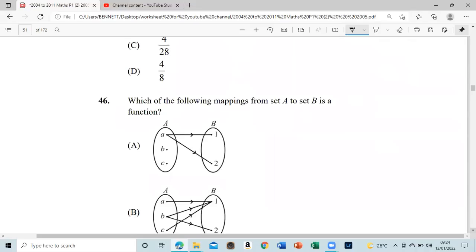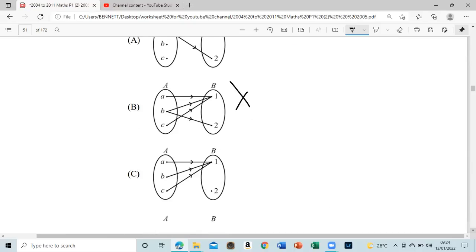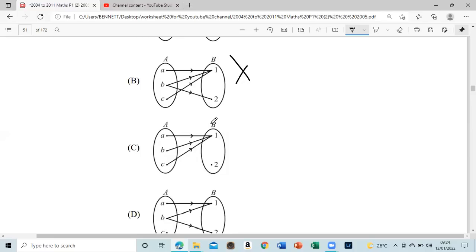All right, which of the following mappings from set A to set B is a function from set A to set B? This cannot be a function because 1 x equals more than 1 y. So we are looking for 1 x equal to just 1 y. All right, this one can be that. 1 x to 1 y. This could be it. Yeah, that is definitely C, even though it goes to this. So that will be our answer: 1 x to 1 y.